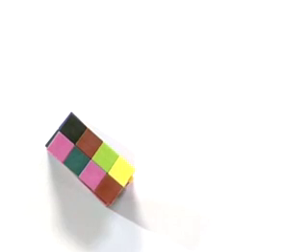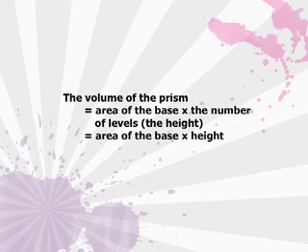Now how can we use what we've just learned to make a formula? We can write the formula for the volume of a prism as area of the base times the number of levels or the height. And to simplify, just write the area of the base times the height. We've just written the formula for finding the volume of a prism.